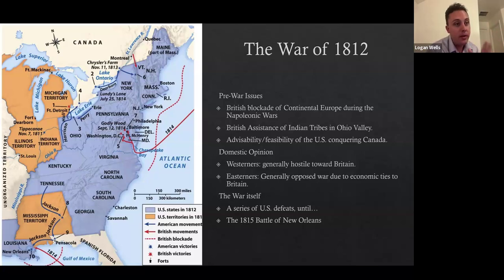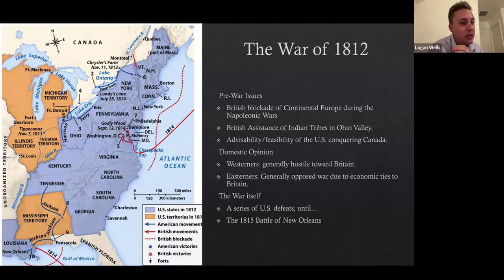Now this war was incredibly divisive, right? It wasn't really a popular war. It kind of depended on where you lived, right? A lot of Westerners and Southerners were very much in favor of this war because that's where a lot of the Democratic Republicans were from, who were very anti-British, and many Easterners, especially in the Northeast, people in New England who were a little bit more favorable to the British, were adamantly opposed to this war.